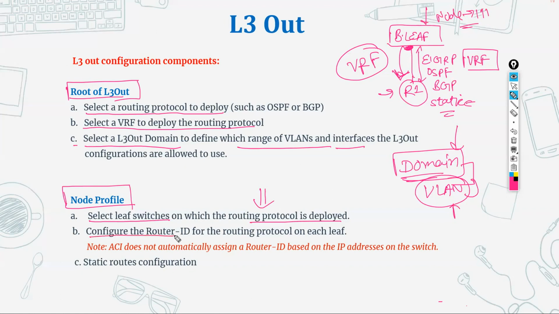Then we need to configure the router ID for the routing protocol on each leaf. It is not something like our legacy devices wherein, if you do not manually configure a router ID, it is going to pick up from the interfaces that are configured on the switches. So in legacy it automatically picks up some IP address as the router ID based upon some parameters if you are not manually configuring it. But it is not the case in Cisco ACI Layer 3 out. So you need to manually define the router ID for the routing protocol.